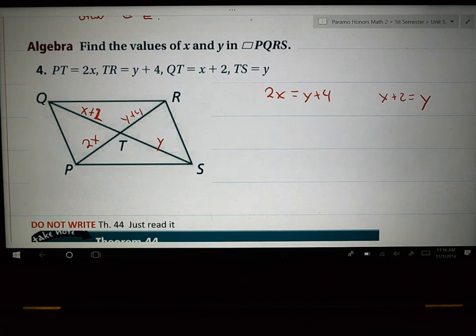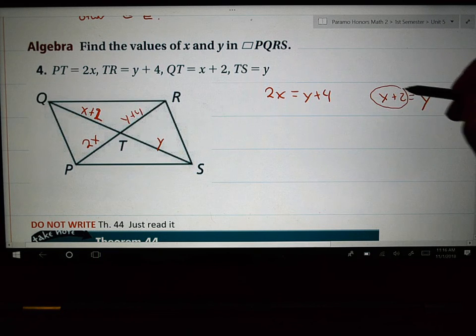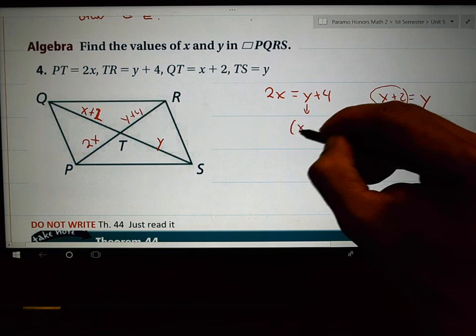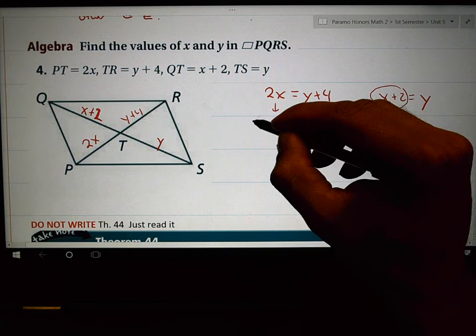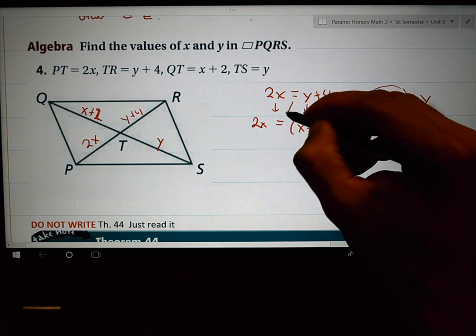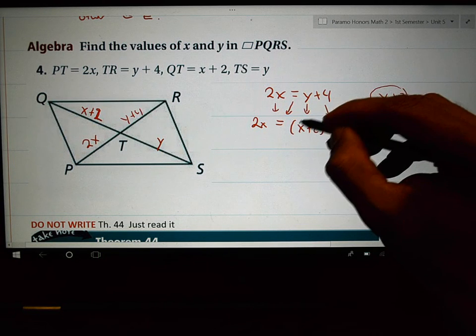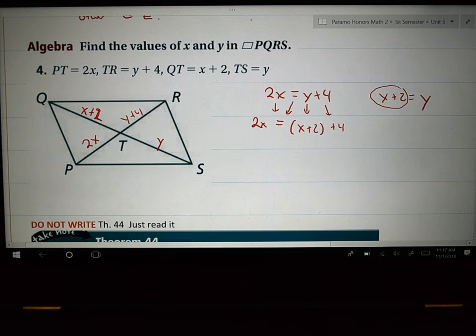For me, if I know what one of the variables is equal to, I'm going to use substitution. Since I know that y is equal to x plus 2, I'm going to use that in the other equation. Y is the same thing as x plus 2, so instead of y, I'm going to put x plus 2 in its place, and everything else is going to stay the same. The plus 4 comes down, and the only difference is I change out the y to an x plus 2. And I solve it.